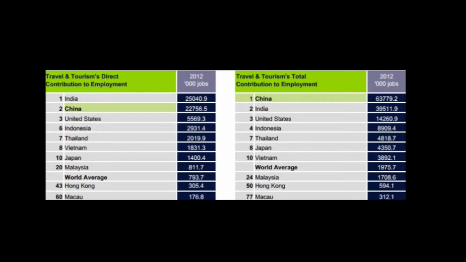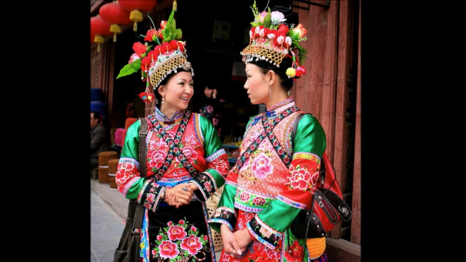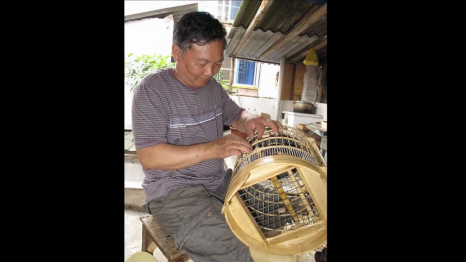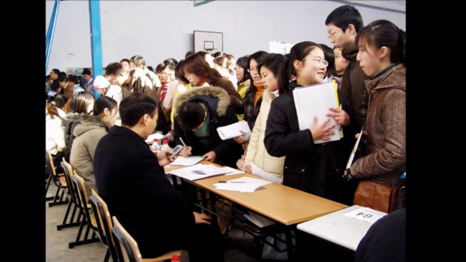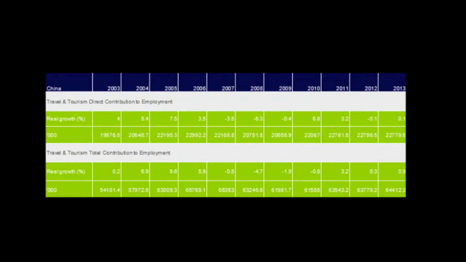With the 63 million jobs provided, tourism employment has helped people like minority residents, women, laid-off workers, and university graduates to find jobs. Furthermore, I will introduce the employment of tourism in the past 10 years.